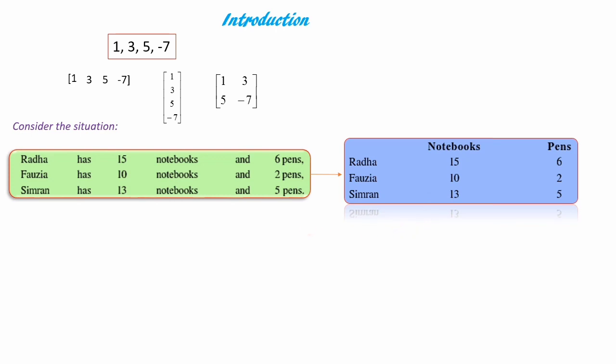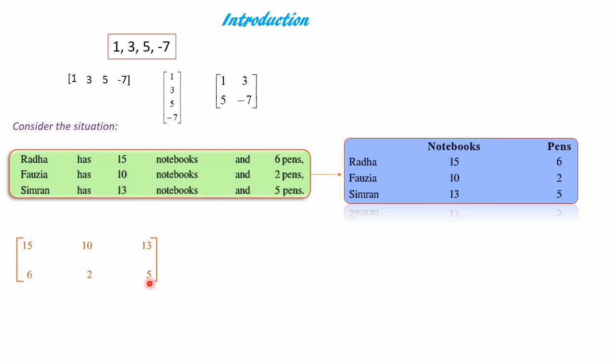When we rearrange this, it can be arranged in this way, that is 15, 10, 13 and 6, 2 and 5. The 15, 10 and 13 represent the notebooks, and 6, 2 and 5 represent the number of pens. So the first column belongs to Radha. Radha has 15 notebooks and 6 pens. This column belongs to Radha, this column belongs to Fauzia, and this column belongs to Simran. So this is a way of representing a particular situation in a matrix format.